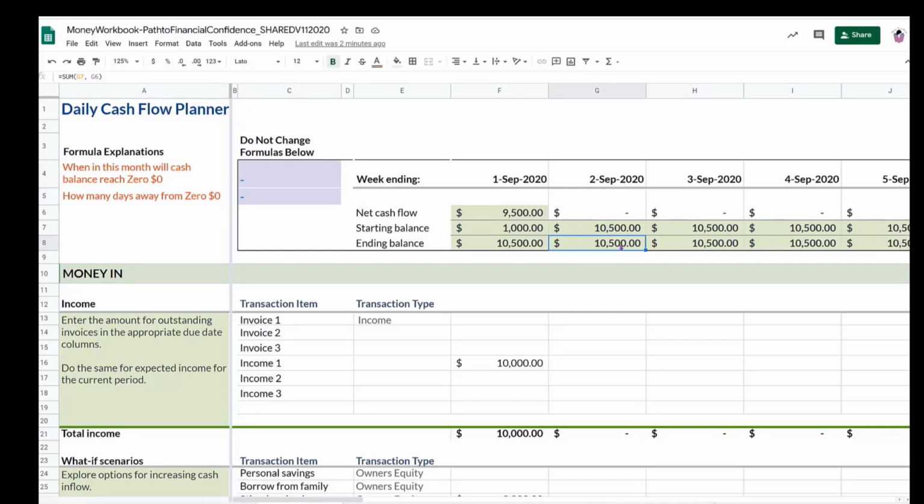Now, hopefully that's not going to happen, but in the real world, this is a very common scenario that a balance will get to 0 or even negative, meaning that they're overdrawn. And so these calculations will tell you when that happened during the month, so that way you can prepare for the following month. And that's how the cash flow planner works.